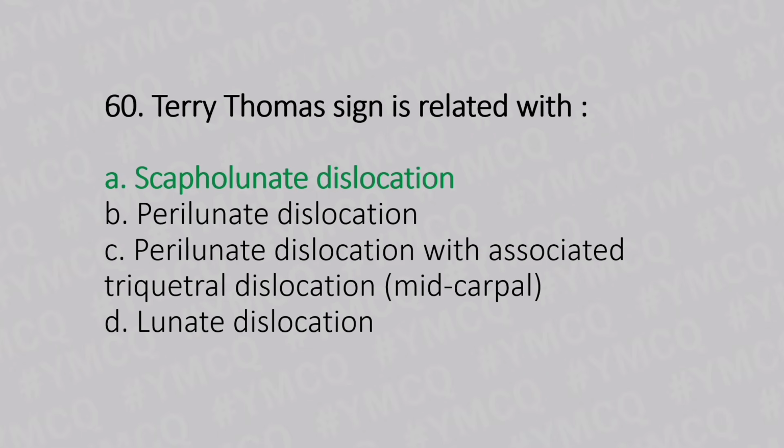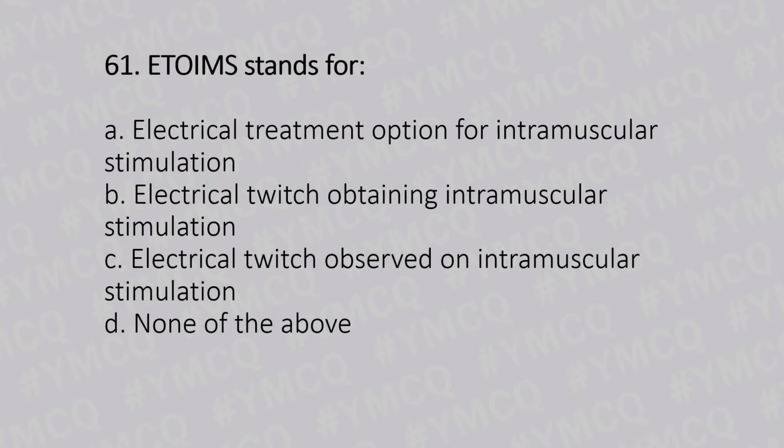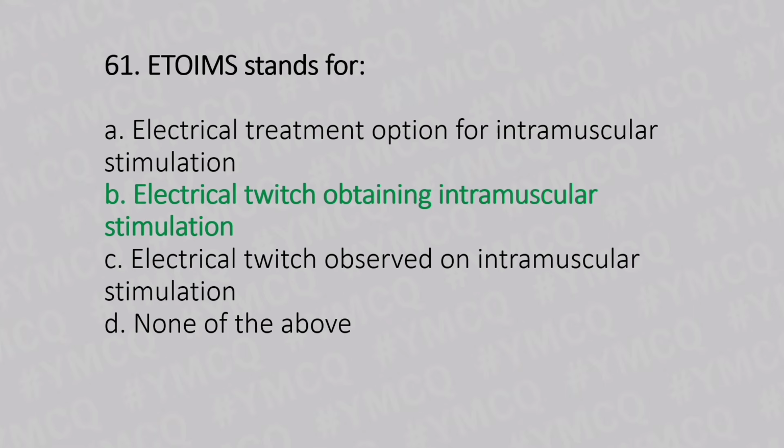Moving to our 61st question. ETOIMS stands for option A, electrical treatment option for intramuscular stimulation, option B, electrical twitch obtaining intramuscular stimulation, option C, electrical twitch observed on intramuscular stimulation, option D, none of the above. And the answer is option B, electrical twitch obtaining intramuscular stimulation.